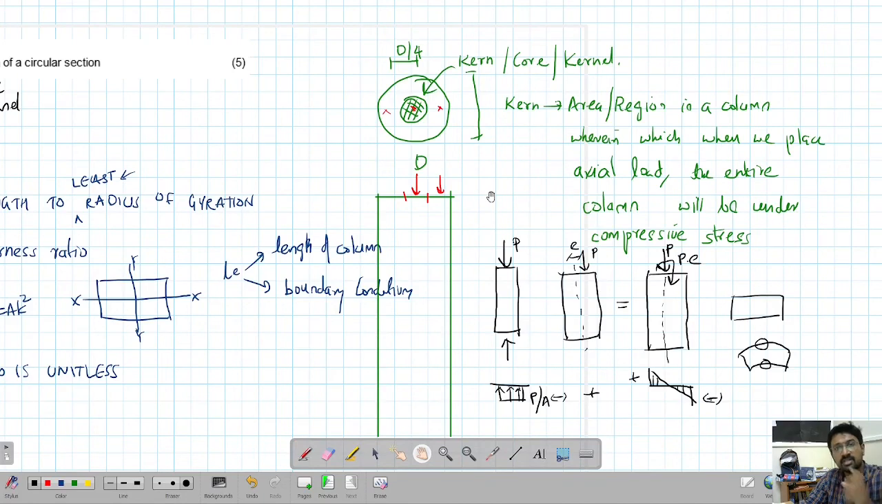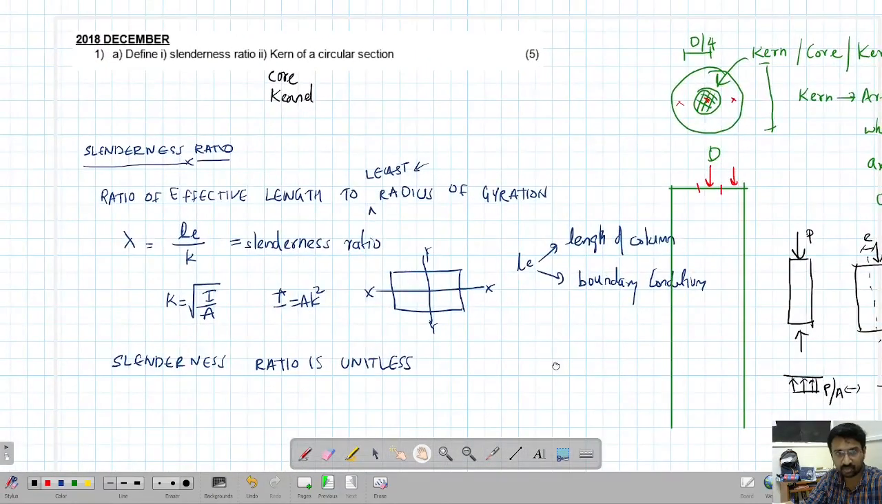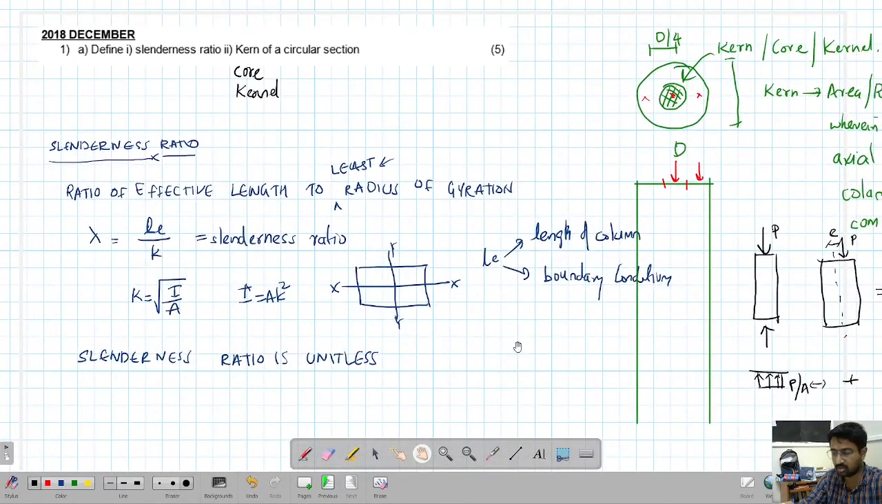The moment we place a load beyond the Kern, at any other point beyond the Kern, it is 100% sure that there will be some tension in the column section. So this is the meaning of Kern of a circular section. I hope this is clear. We will solve another problem in the next video.